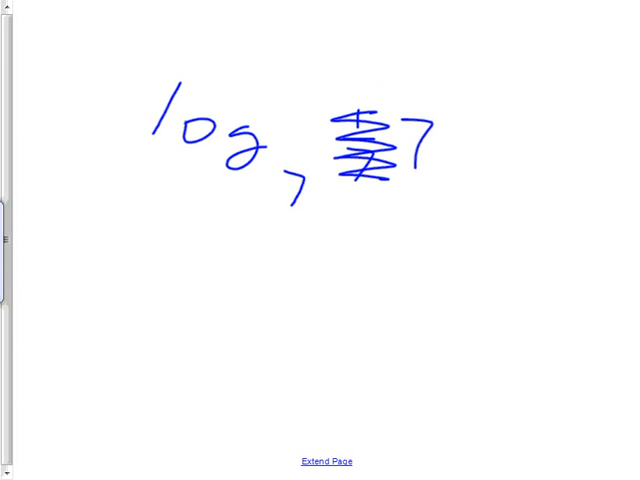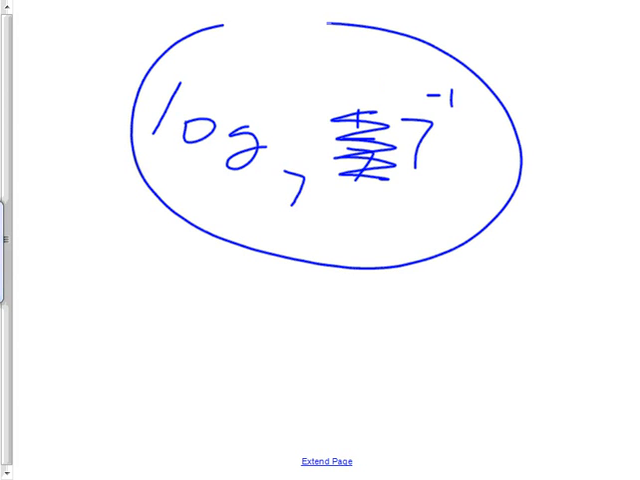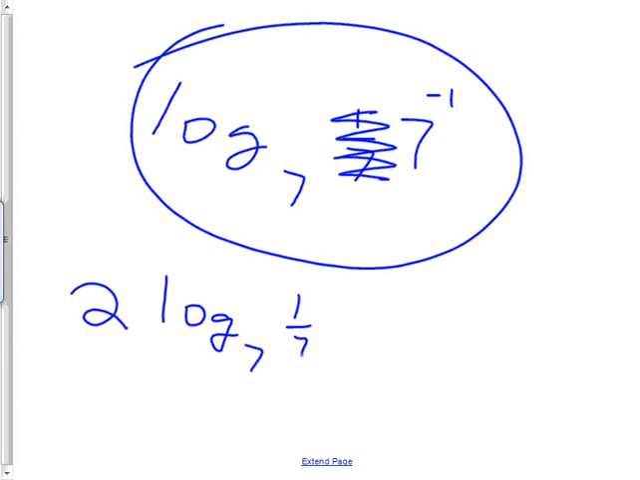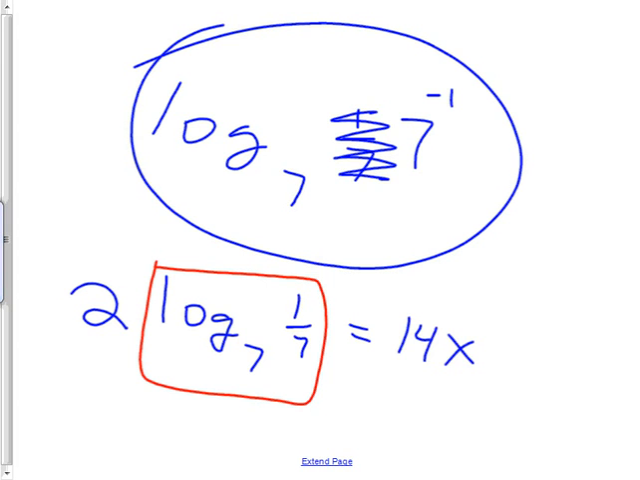1/7 is the same as 7 to the -1, and therefore the answer is -1. And remember, when I say the answer is -1, that means I replace this whole thing right here with a -1. So if I had 2 times log base 7 of 1/7 equal to 14x, this is an equation I could solve, and I know that this whole part right here was -1. So 2 times -1 makes -2 equals 14x, and from there, that's really easy. Divide by 14 on both sides.